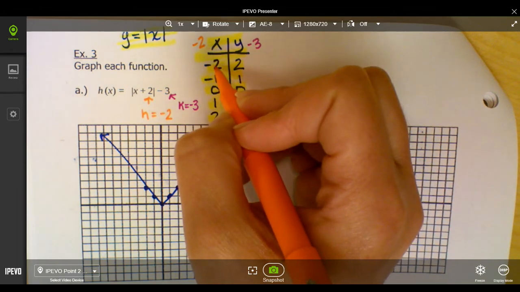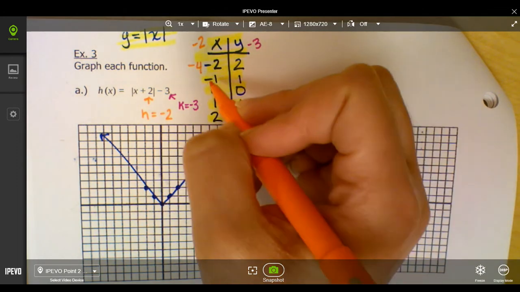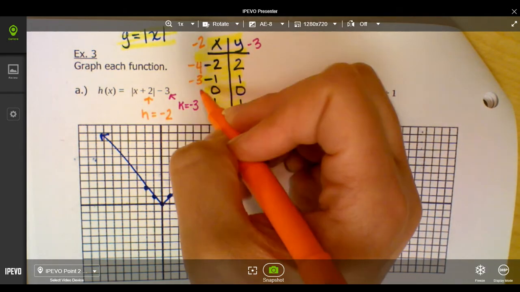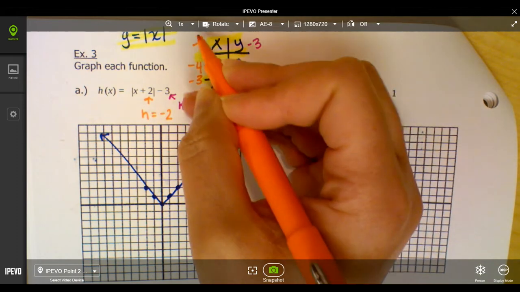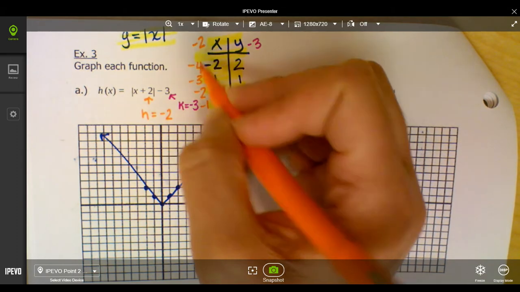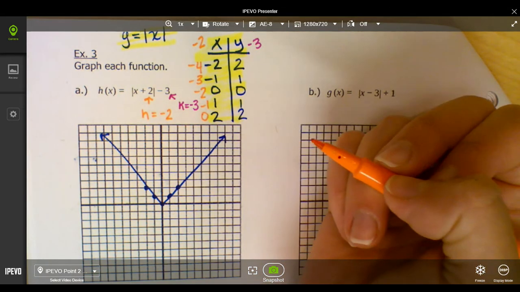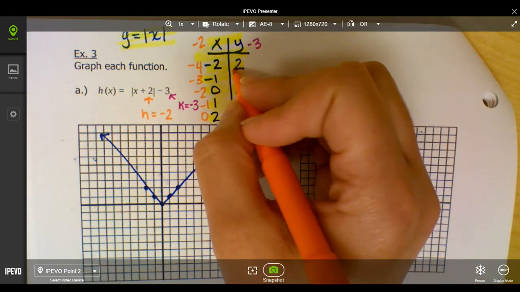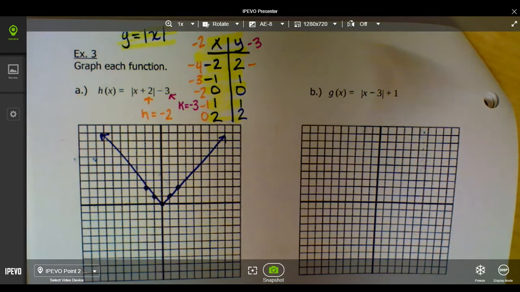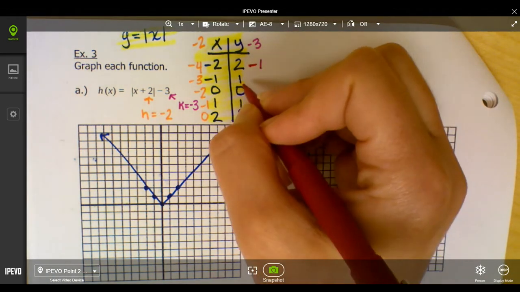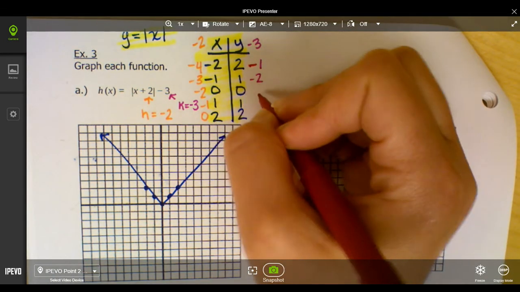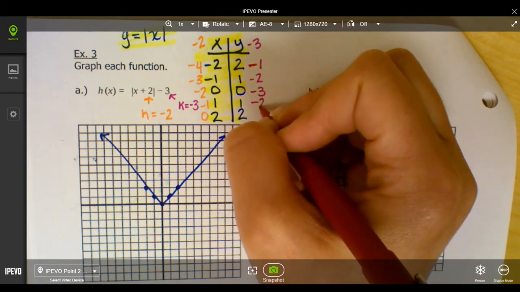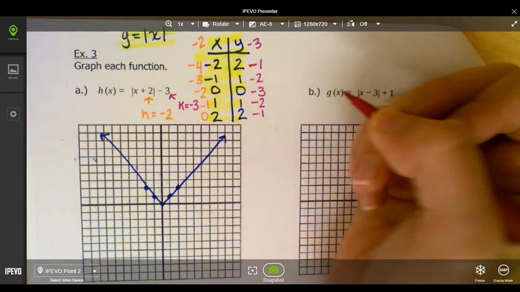So -2 minus 2 is -4. -1 minus 2 is -3. 0 minus 2 is -2. 1 minus 2 is -1. And 2 minus 2 is just 0. Over here, I'm going to be subtracting 3. So I have to do 2 minus 3. So 2 minus 3 is -1. I'm going to do it on this one. 1 minus 3 is -2. 0 minus 3 is -3. 1 minus 3 is -2. And 2 minus 3 is -1.